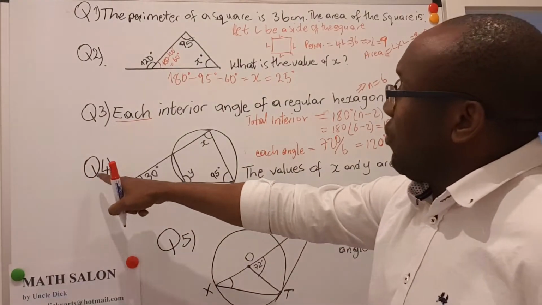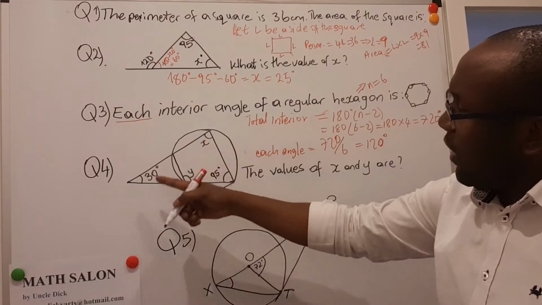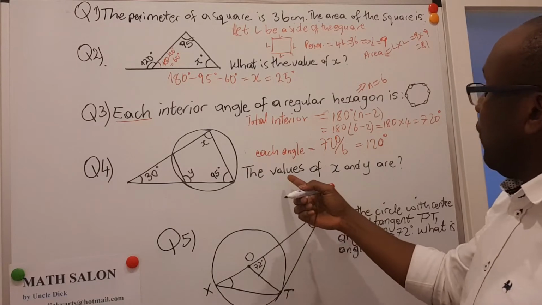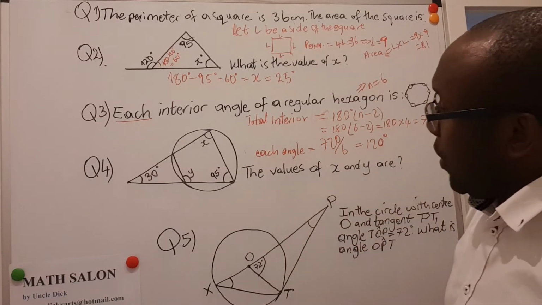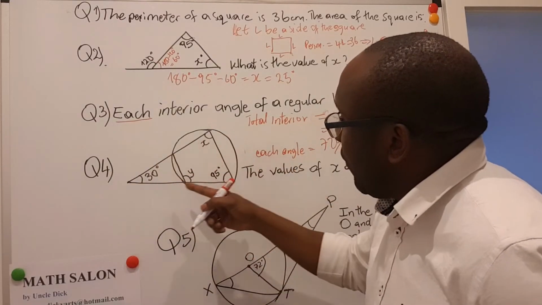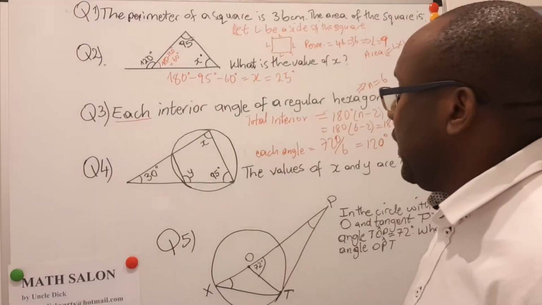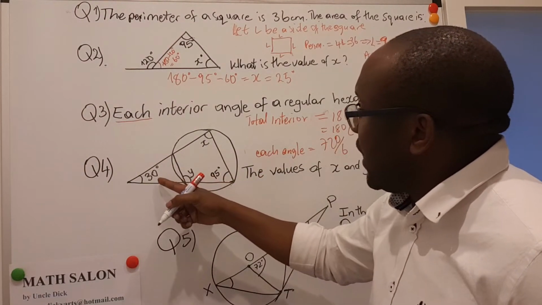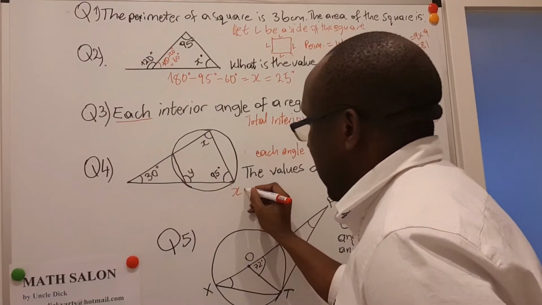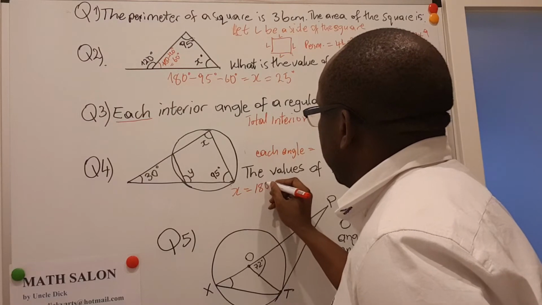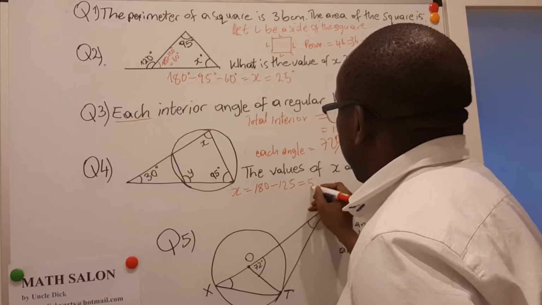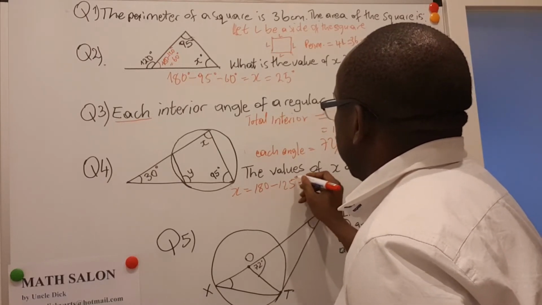Then for question number 4, we have this triangle with a circle around this section here. So we are asked to look for the values of x and y. Of course, if I want to get x, I just look at this triangle. The sum of the angles of a triangle should be 180. So if I take 95 plus that, that's 125. We can subtract that from 180. So x here is equal to 180 minus 125, and that's equal to 55 degrees.